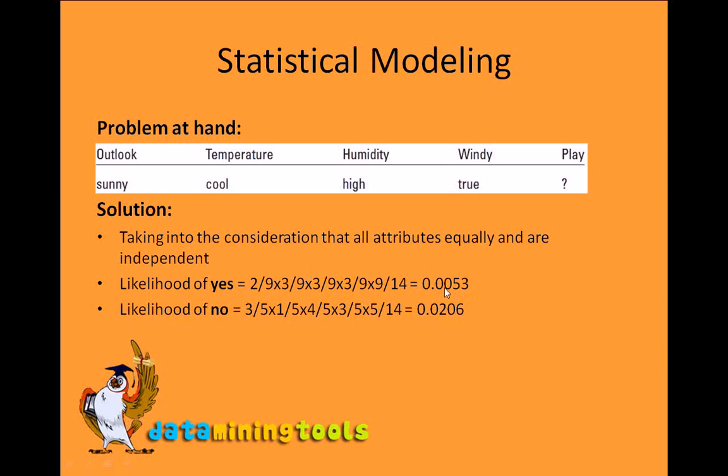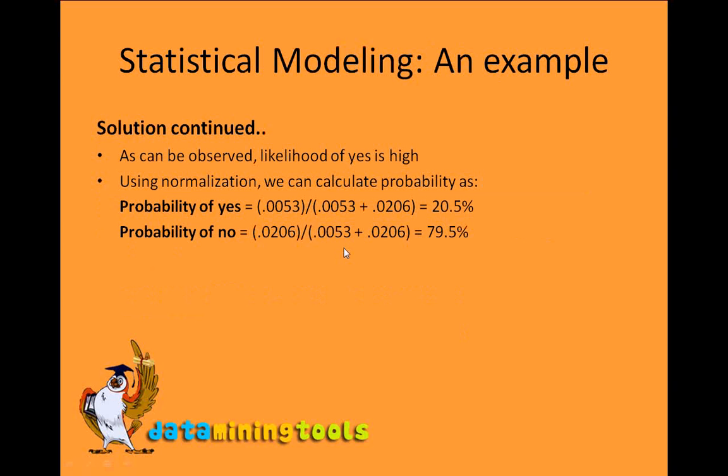And now we basically need to convert these two fractions into probabilities. So how do we convert them into probabilities? We use normalization. So this is how we normalize them, and we have them in the form of fractions.